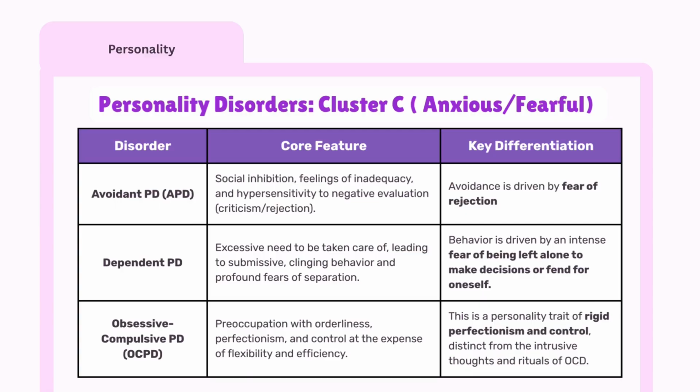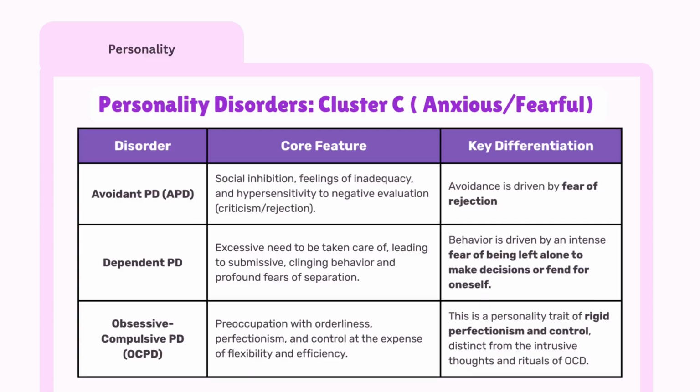The next disorder is obsessive-compulsive PD or OCPD. The core feature is the preoccupation with orderliness, perfectionism, and control at the expense of flexibility and efficiency. For example, an engineer is so focused on creating the perfect plan for a project that they miss every deadline because the plans are never complete or perfect enough.